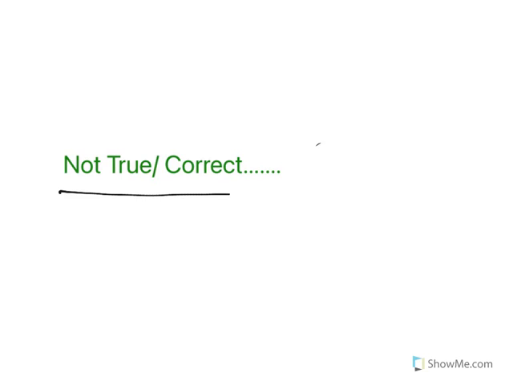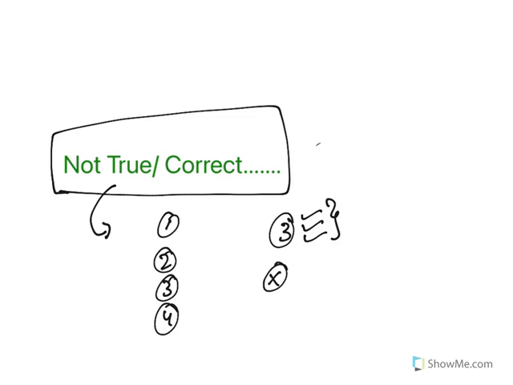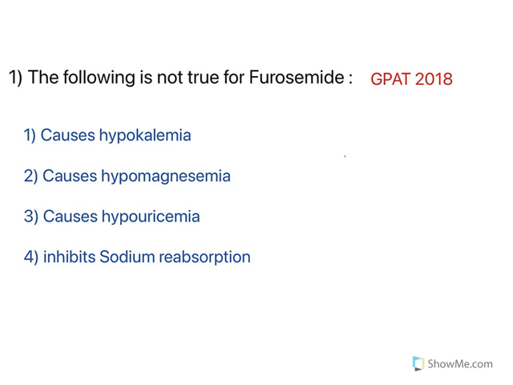Now see this type of question, which of the following is not true or not correct. In GPAT we have 4 options, and one of the question types is where you need to find out which one is not true. That means out of 4, 3 are correct. So you need to have a thorough understanding to answer this question correctly. Only one is wrong, the other 3 are right. Let us see how the questions are.